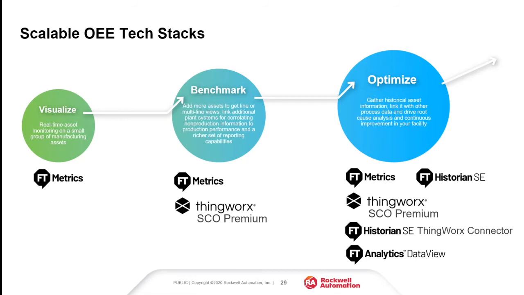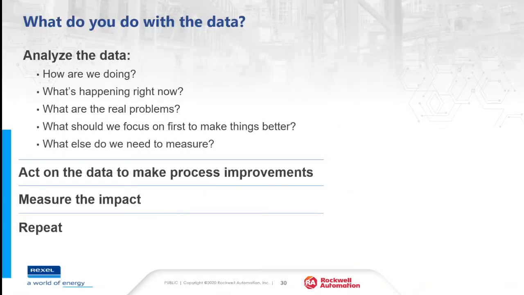And then as far as optimizing, right now we're adding process data into Metrics with Historian SE. Now you can correlate the OEE info and the process data for continuous improvement. ThingWorx also gives you some different style reports, maybe you'd say the more modern style reports, a very modern type of reporting system.